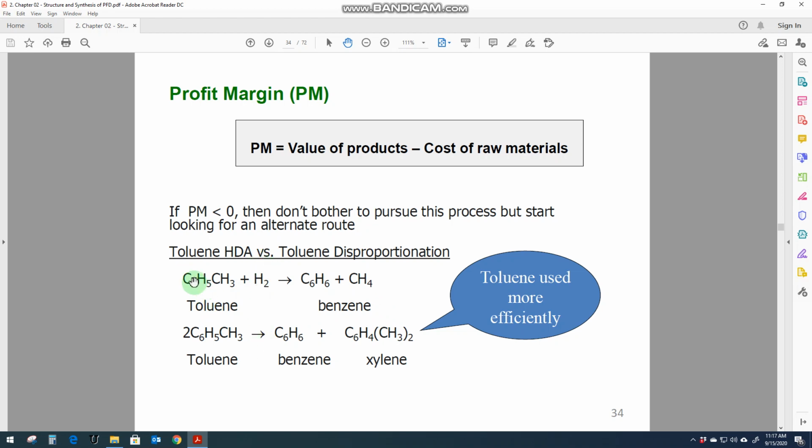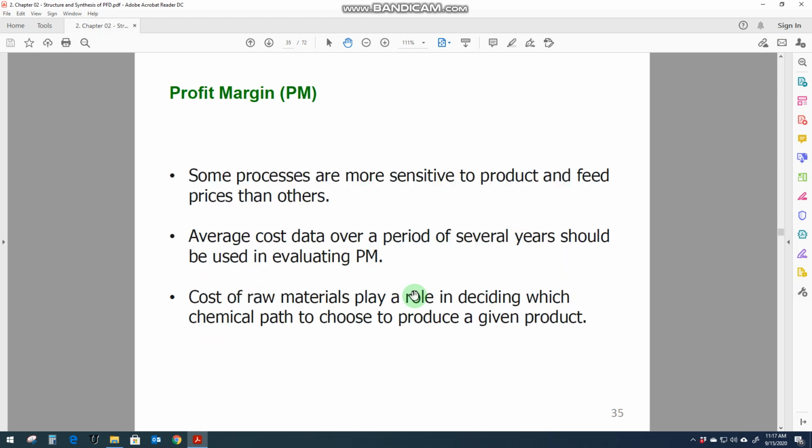The first route is the toluene hydrodealkylation process, where toluene reacts with hydrogen to produce benzene and methane. And the second route is the toluene disproportionation reaction, in which two molecules of toluene are converted into benzene and xylene. Now, between these two routes, we will see which route is more reliable and more economical, and can generate more profit. So let us see how we can calculate that profit.